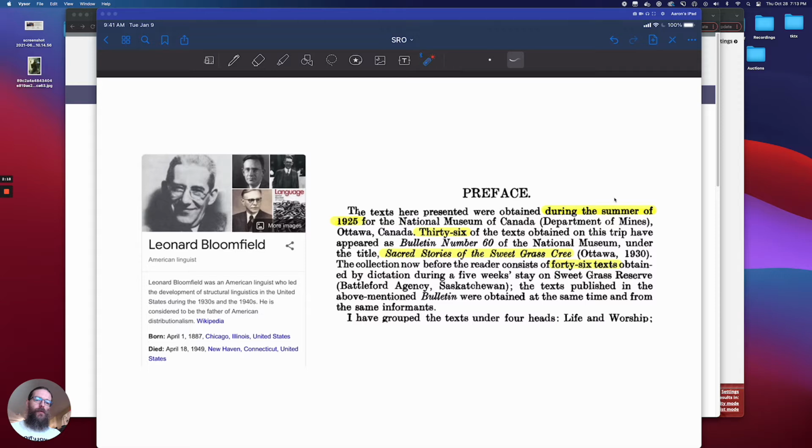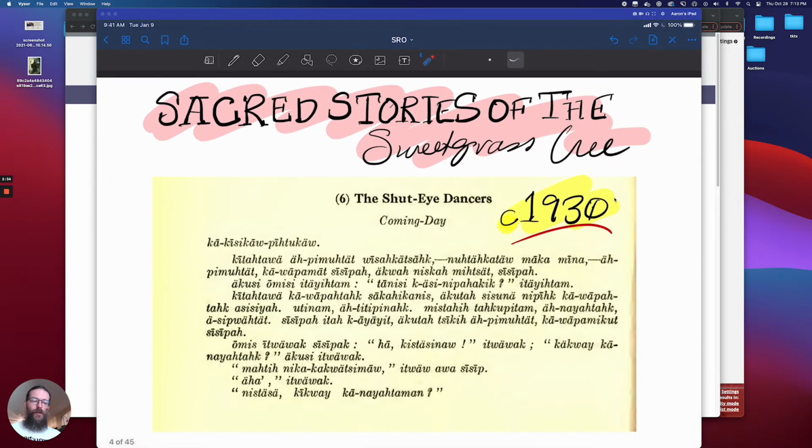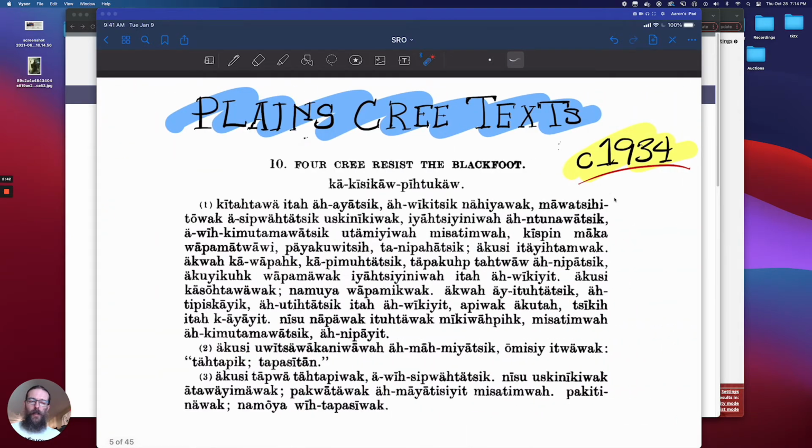So SRO gets its roots in a writing system developed by this fellow Leonard Bloomfield, who visited the Sweetgrass Reserve in the 20s and recorded 80-some stories that were later published into 2 volumes, the first of which is the Sacred Stories of the Sweetgrass Cree in 1930, and then the second, and probably more prominent, the Plains Cree Texts in 1934. Now, Bloomfield was probably the first to record or publish such a volume of works with a standardized writing system.